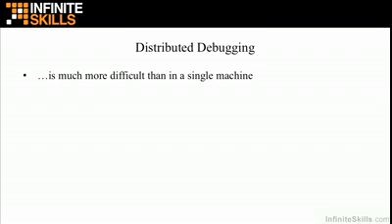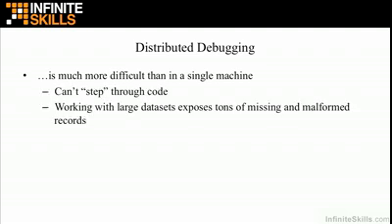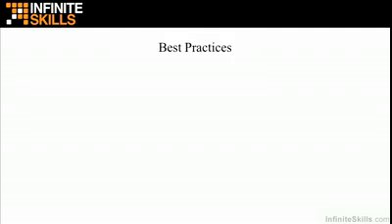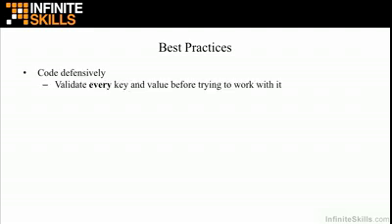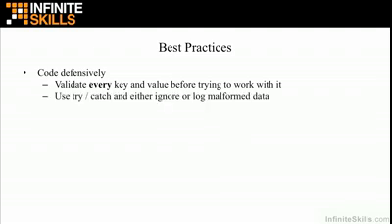When you're running code on many individual mappers and reducers, it's a whole lot more difficult than debugging on a single machine. You obviously can't step through the code, and when you're working with very large data sets, it also exposes tons of missing and malformed records. Some of the best practices to help you deal with these unique scenarios in a MapReduce environment: number one, code defensively. Don't assume that the data is in the format or the types that you expect. You want to double check your data types every time before you start processing them. Make sure that you use try and catch to either ignore or log malformed data. You don't want missing or malformed data to cause your whole job to give up.